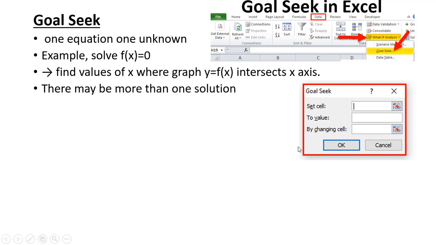So it is used when you have one equation where you only have one value that you need to manipulate. So if you have, I don't know, 3x squared plus 2x plus 5 equals 0, and you want to find out what value of x would work for that, then what you would do is put your equation into a cell, set your start cell, tell it what you want the value to go to. So if you want it to solve to 0, and then the cell that you're going to change is that value for x that goes in the function.